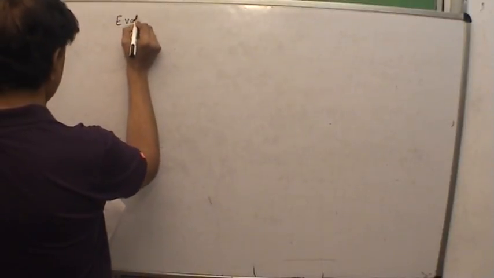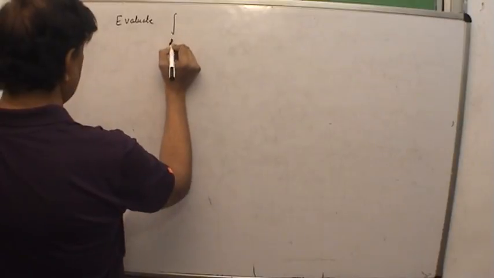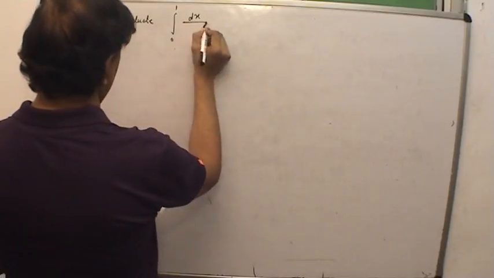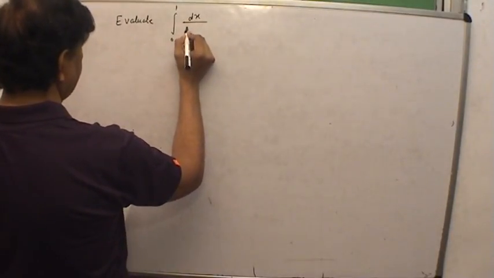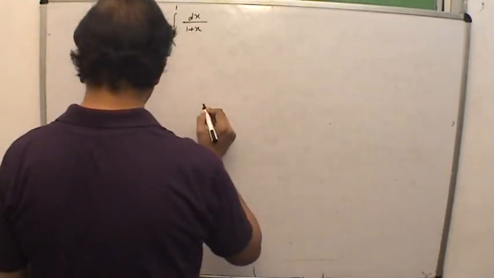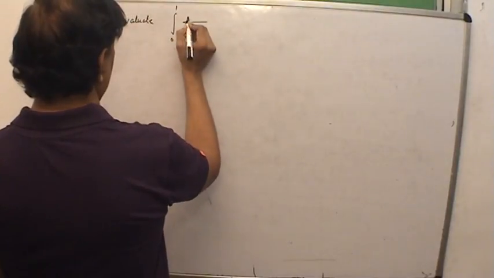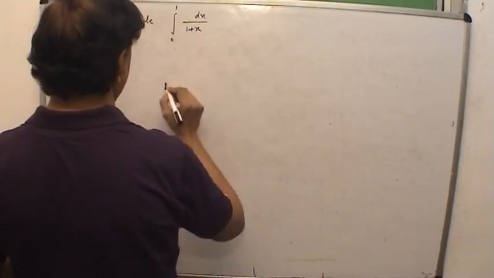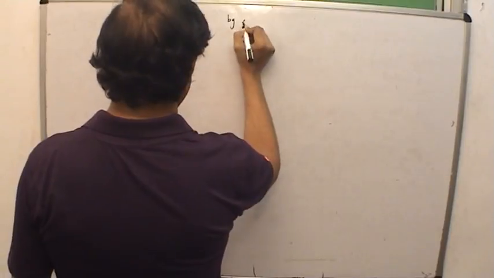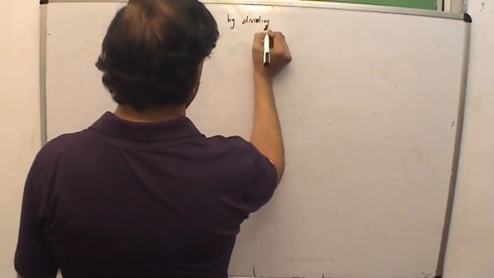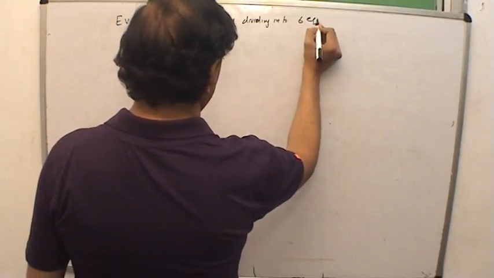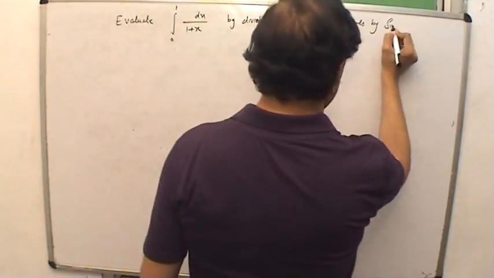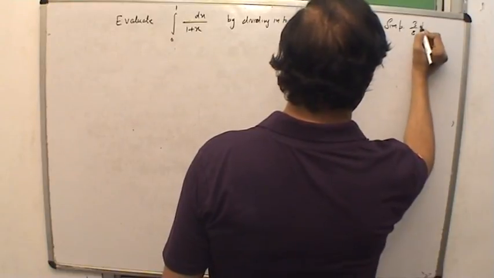So let's say evaluate the integral from 0 to 1 of dx upon 1 plus x, or dx upon 1 plus x, by dividing into 6 equal intervals by Simpson's 3/8 rule.